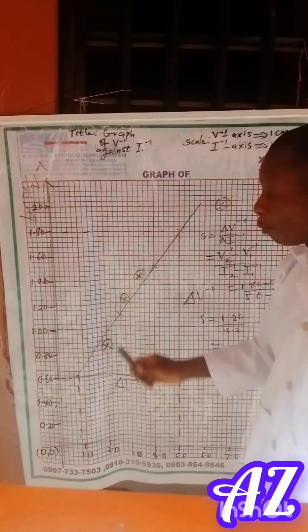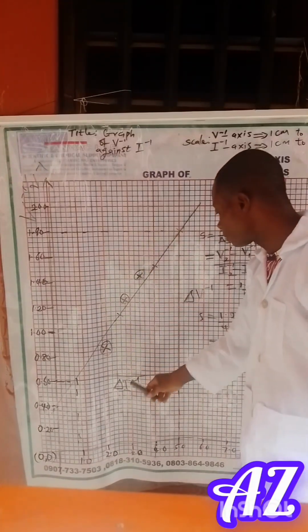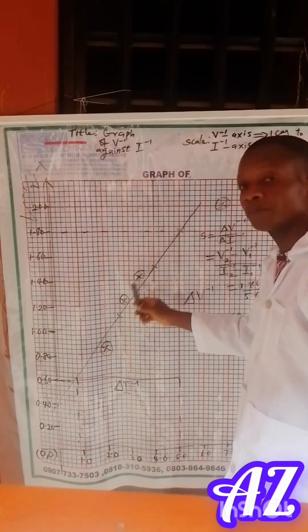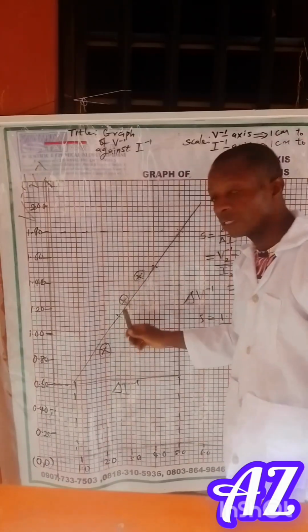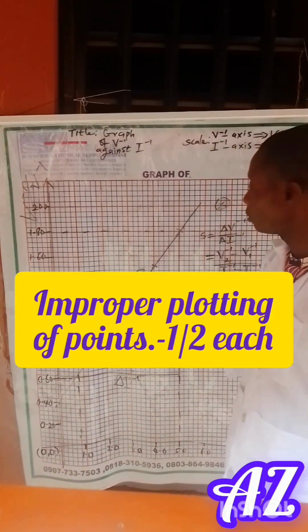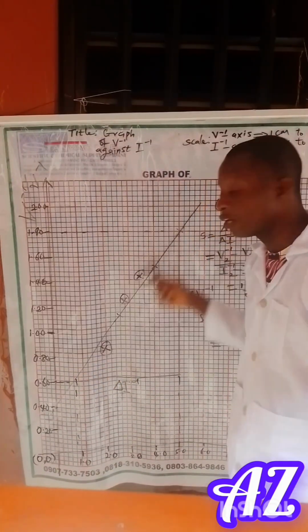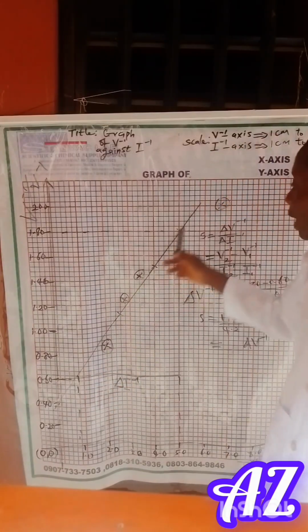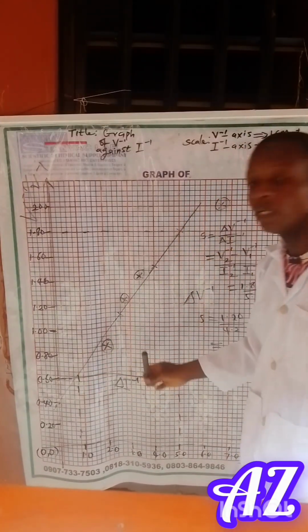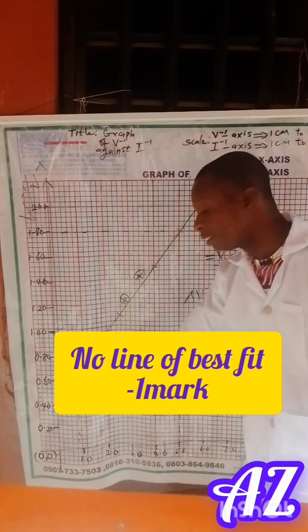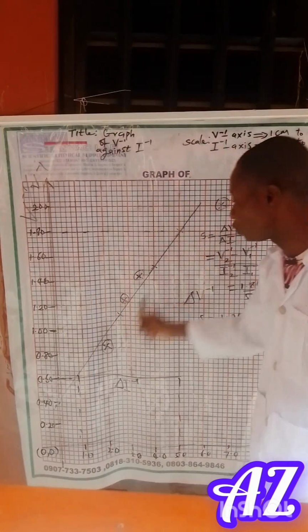Then when plotting your points, plot them properly. These points must be properly plotted. Any point that is wrongly plotted is -1/2 already. Then when drawing your line of best fit, make sure you draw a very nice line. Let it be a line of best fit. Don't just draw a line.